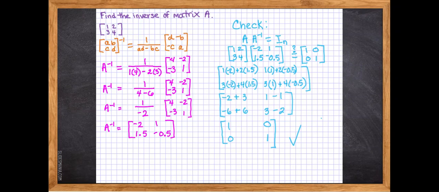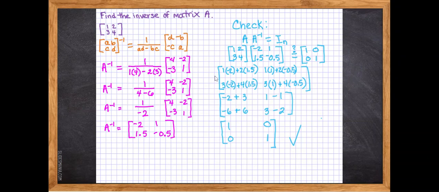We can check this by testing to make sure that our original matrix A multiplied by our inverse matrix is equal to I sub n. And this should work regardless of the order. So if I would have started A inverse times A, that would also equal I sub n. So we're going to check to see if we do get a 2 by 2 identity matrix by multiplying our original matrix A times the inverse that we found using the formula.